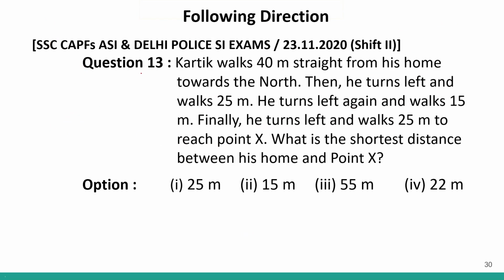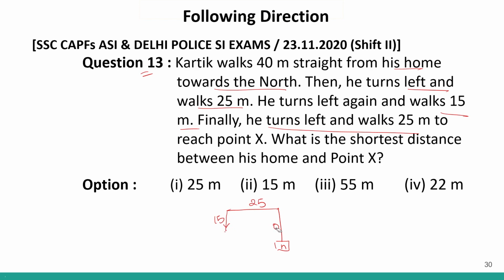Clear? Question number 13. Kartik walks 40 meters straight from his home towards the north. So let's say this is the house, 40 meters straight. Then he turns left and walks 25 meters. So left and walks 25 meters. Then left again and walks 50 meters. This direction, right? Then he turns left and walks 25 meters.